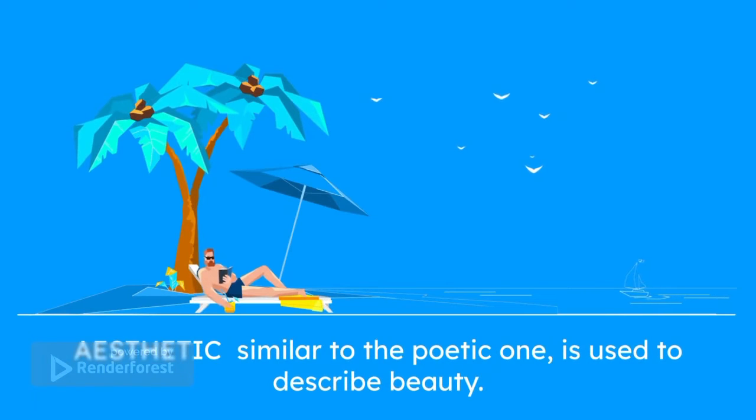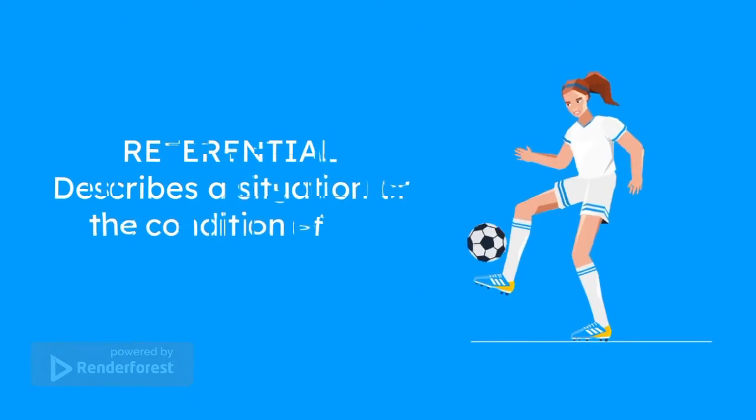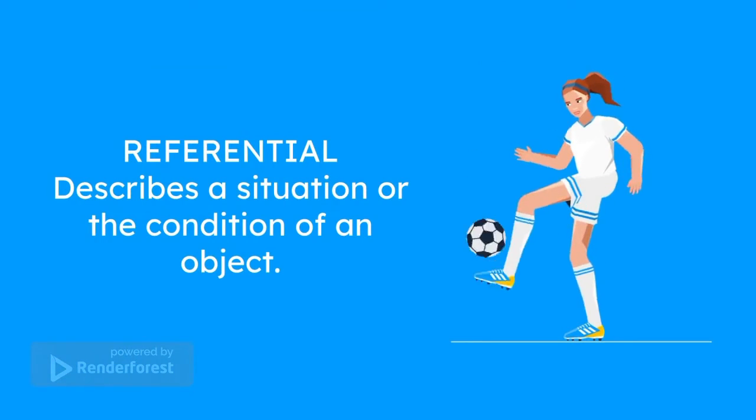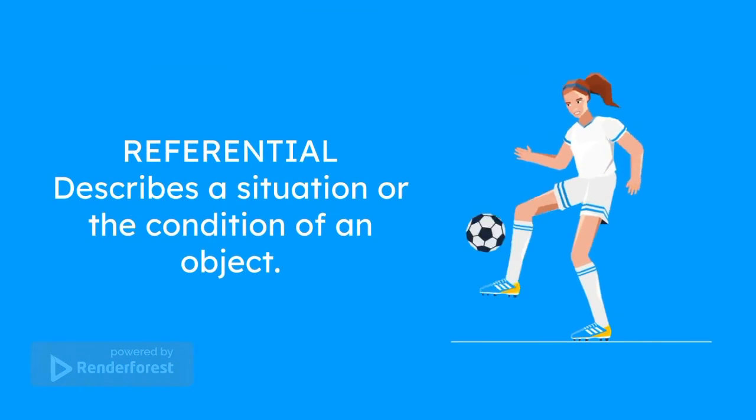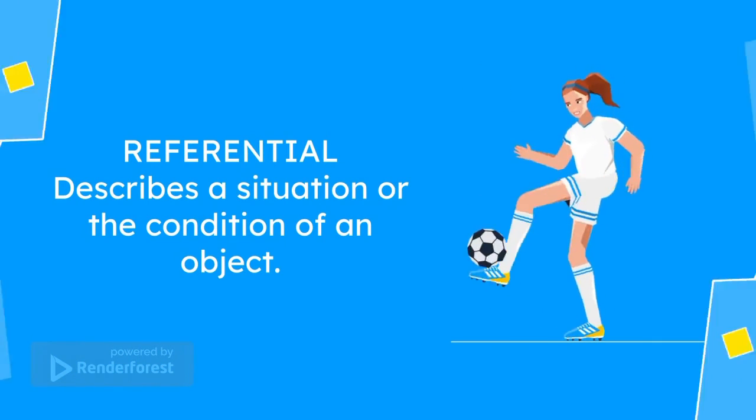The aesthetic function, similar to the poetic one, is used to describe beauty. The referential function is used to describe the condition of an action or a situation. For example, the ball is black and white.